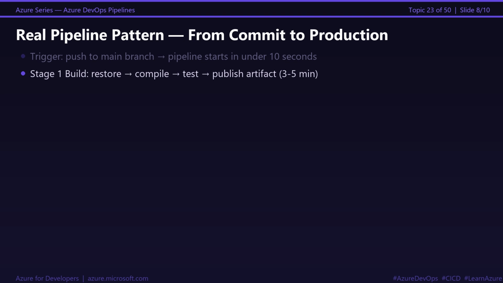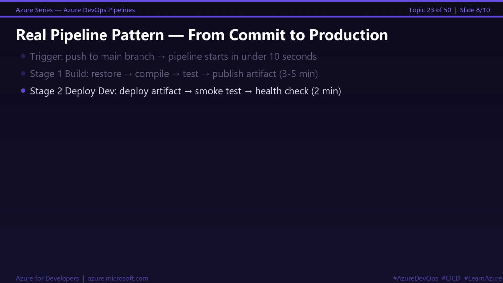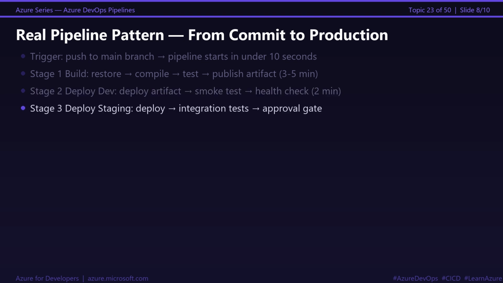Stage 2, deploy to dev. 2 minutes. Same artifact goes to the dev environment. Smoke tests run automatically. App health is verified. Stage 3, deploy to staging. Integration tests run against real staging data. Then, the pipeline pauses for approval. The QA lead reviews staging. Clicks approve.